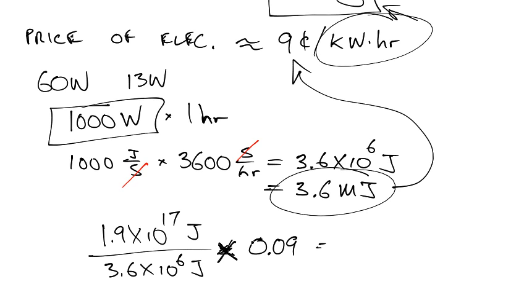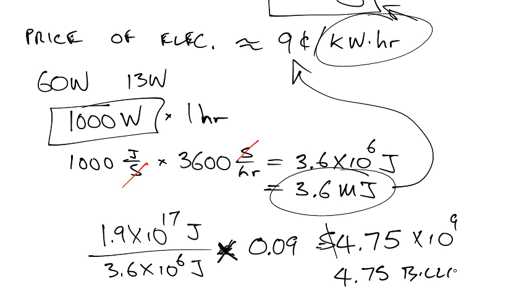1.9 EE17, enter. 3.6 EE6 divided by 0.09 times. And the answer we're going to get, hold on to your horses here, is, are you ready for it? 4.75 times 10 to the power of 9. And that's not cents. That's, you guessed it, dollars. In other words, $4.75 billion.